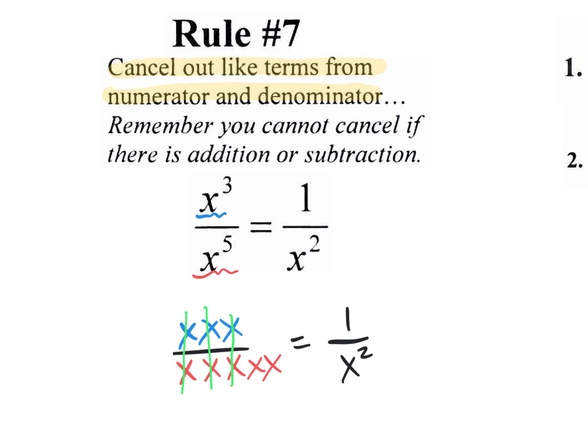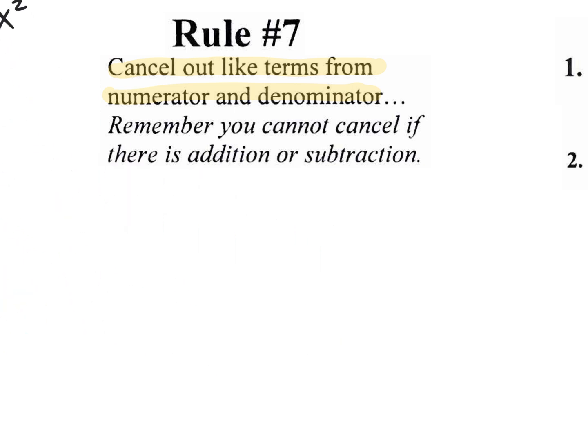If anything, I do this. I say all 3 x's on top cancel out, so I put a line even through the x itself and the 3. All 3 x's cancel out with 3 of these 5, leaving me 2. So there's my answer, 1 over x squared. I hope we get it. Let's try this one right here. Go ahead and jot that down.